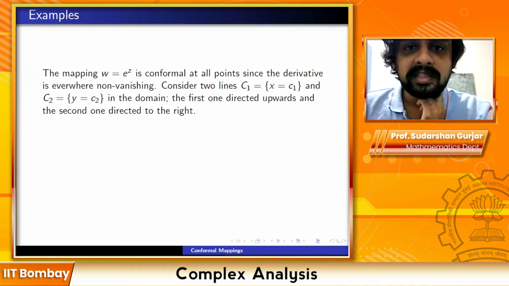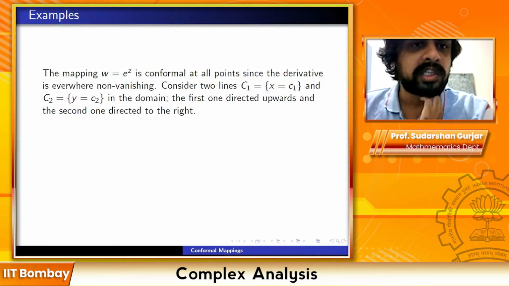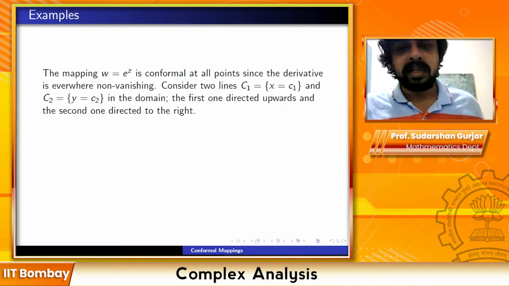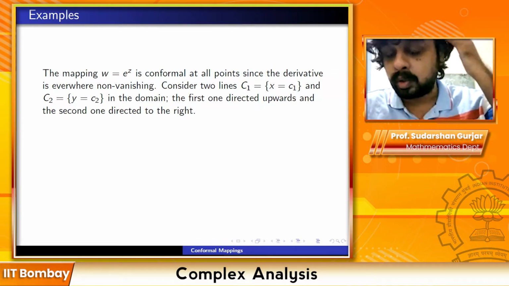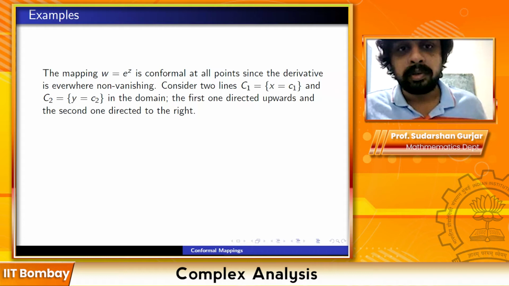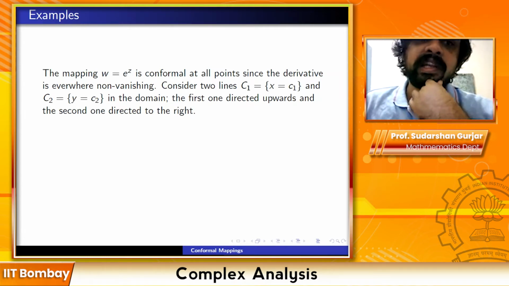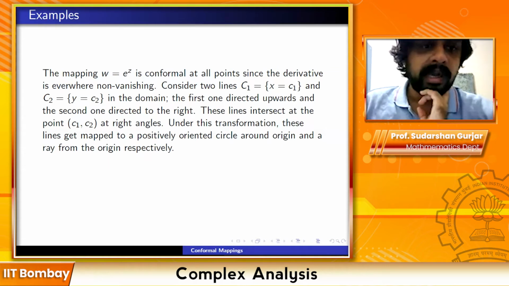So consider two lines: C1, which is the line x equal to constant c1, and C2, which is the line y equal to constant c2. C1 is parallel to the y-axis, C2 is parallel to the x-axis. We are now looking at directed curves, so orient the first curve in the upward direction, the second one from left to right. These two curves intersect at right angles.